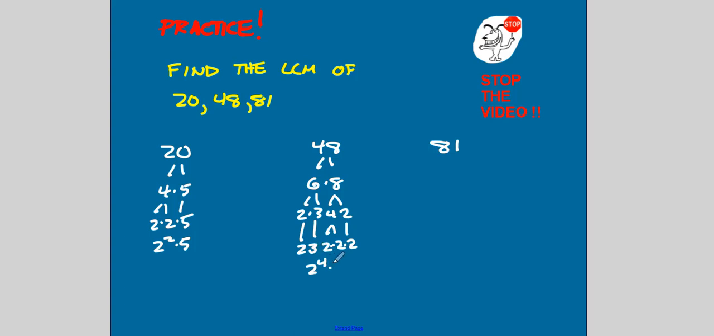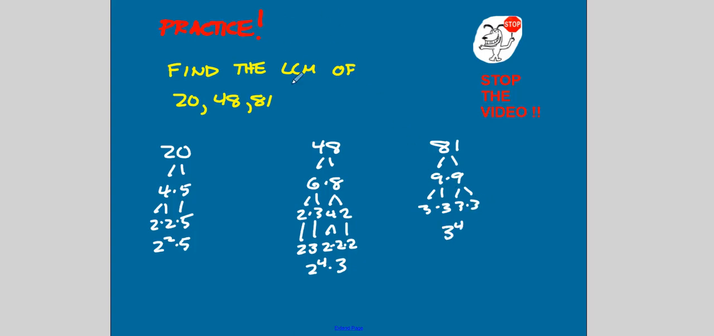that's 2 to the 4th times 3. Then 81 is, this could be 9 times 9, but 9 is 3 times 3. So I end up with 3 times itself 4 times, or 3 to the 4th.